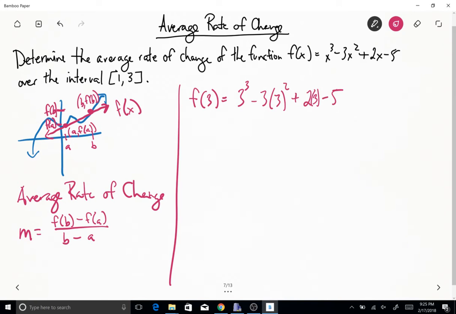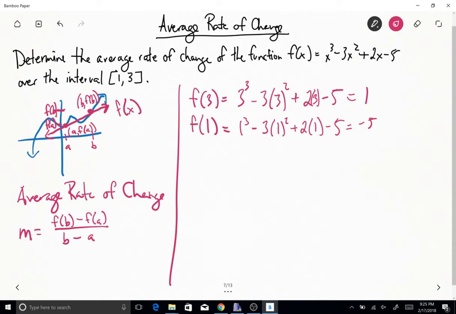Okay, 3 cubed is 27 minus 3 times 3 squared, that's 27. They cancel. So plus 6 minus 5, that thing should equal 1. F of 1, we get 1 cubed minus 3 times 1 squared plus 2 times 1 minus 5. So what does that equal? So that's 1 minus 3, which is negative 2, plus 2 is 0, and then minus 5 sitting right there.